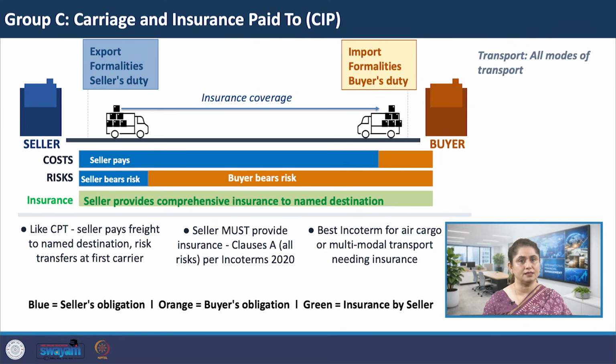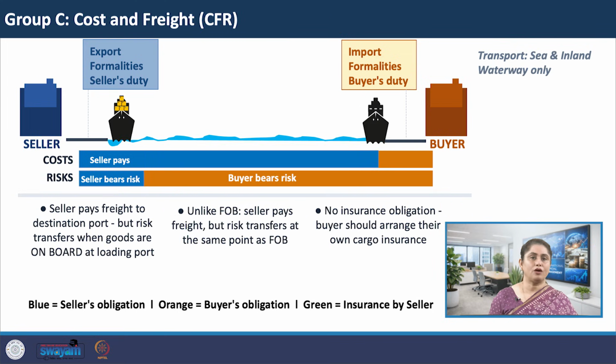CIP is considered the best Incoterm for air cargo or multi-modal shipments where the seller wants to provide the buyer with full insurance cover. It is increasingly used for high value manufactured goods and pharmaceutical shipments. The next is cost of freight. Sea and inland waterways are the only modes of transport here.